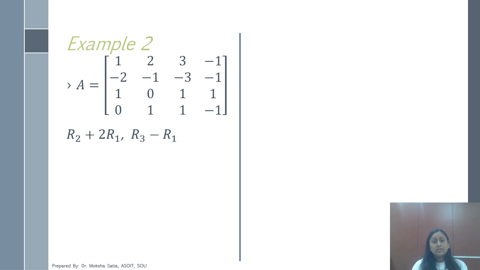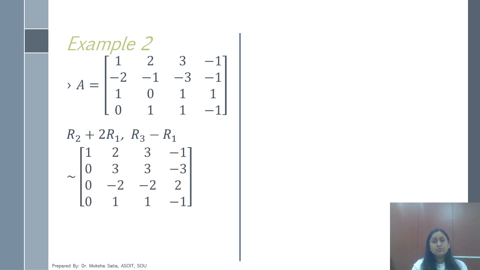For the first operation, we need to multiply the first row by 2, which makes 2, 4, 6, minus 2, and adding this to the second row will give the second row as 0, 3, 3, minus 3. Now for the second operation, subtracting R1 from R3 will give R3 as 0, minus 2, 2. And the fourth row will remain the same as 0, 1, 1, minus 1.